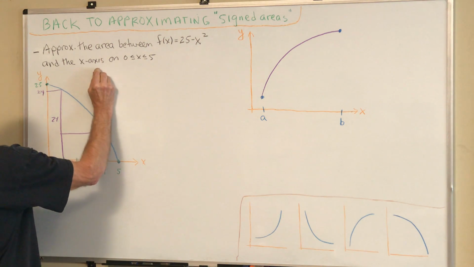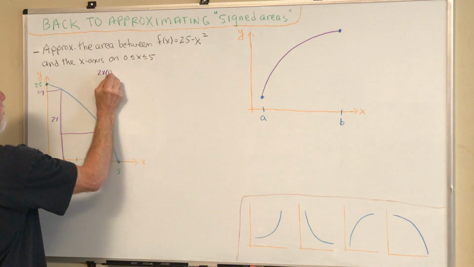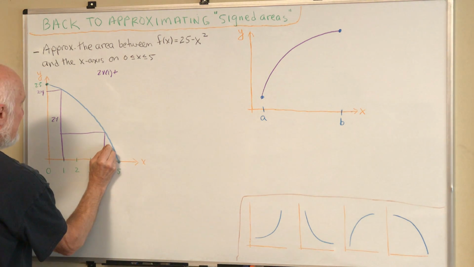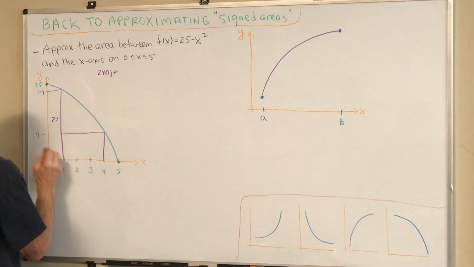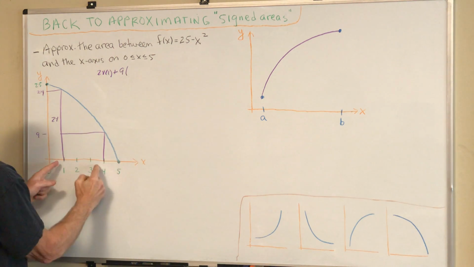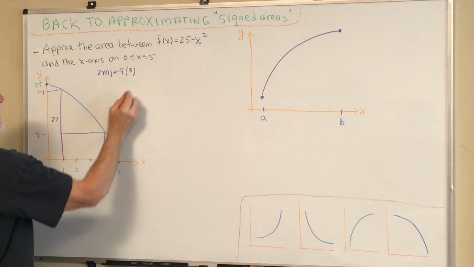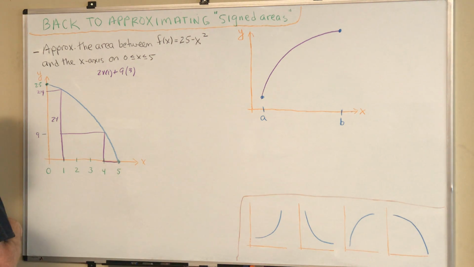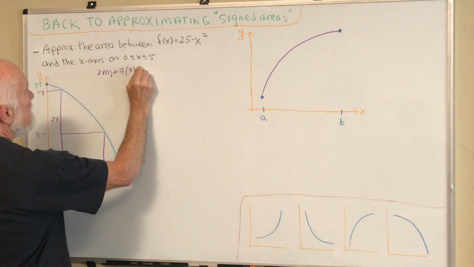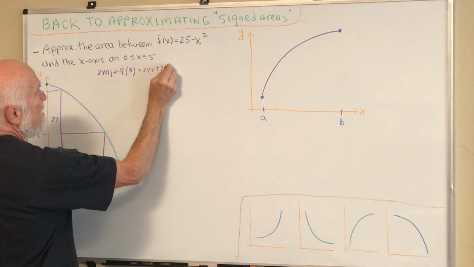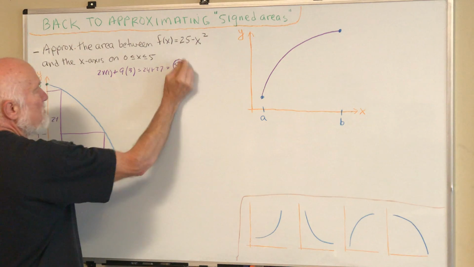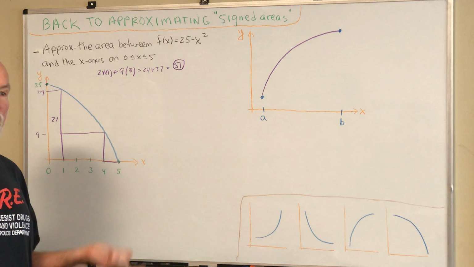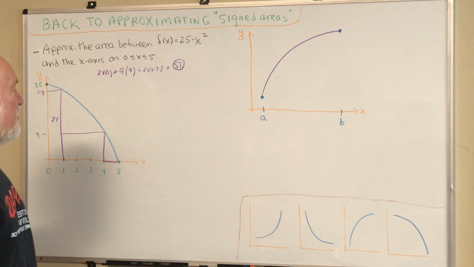And then we could go all the way over to 4. So we would have 24 times 1. Now in this one, when we plug in 4, we get 9 is our height. So we'd have 9 times 3 for the width. And then in the last one, we don't get any contribution. So altogether you get 24 plus 27, or 51, is an approximation for our signed area in here. Which, because it's above the x-axis, is going to be the actual area also in this case.